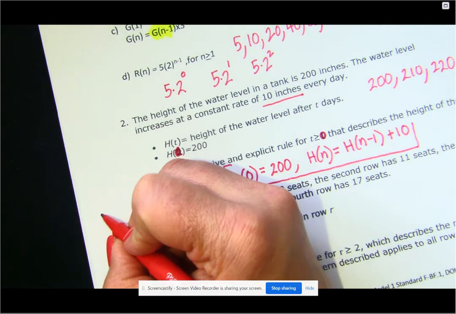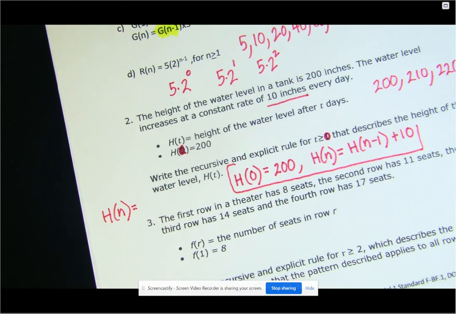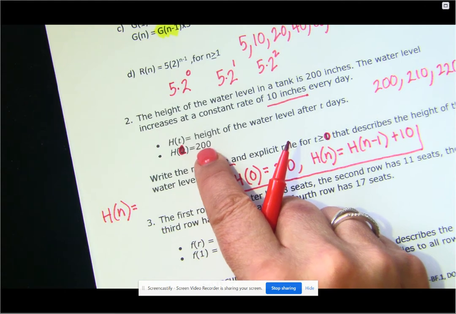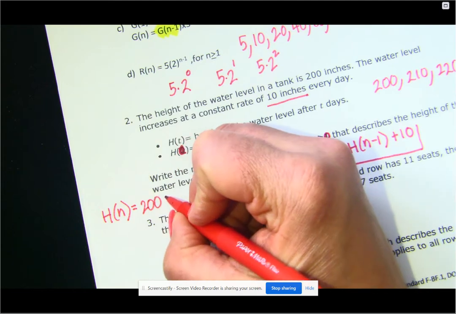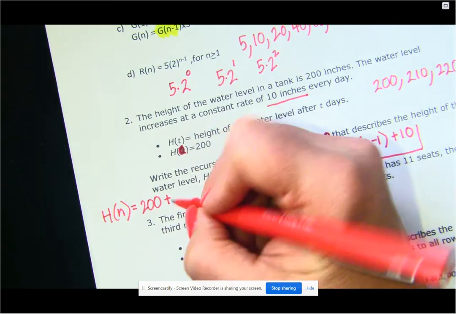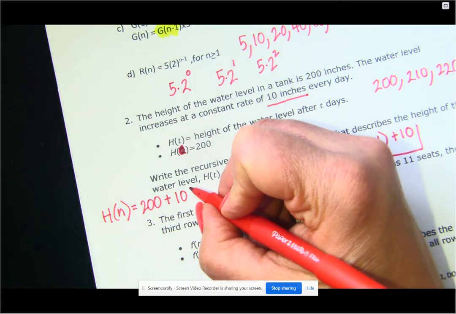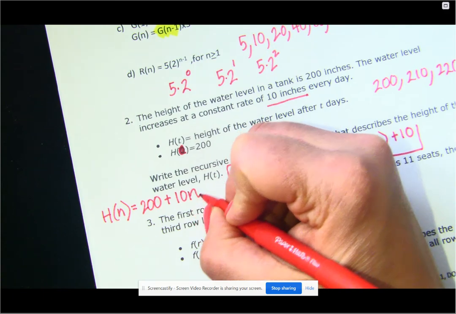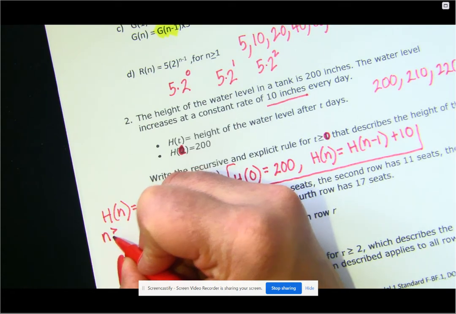The explicit rule, we do not flat out give the first term. So we say h of n equals, and this is kind of the recipe to write these. You're going to give the first term, even though we're calling that the 0 term, it's okay. We're going to say 200 plus, what am I doing every time? I'm adding 10, and since we're calling this the 0 term, we're going to have to put just n, right? And we're starting greater than or equal to 0.